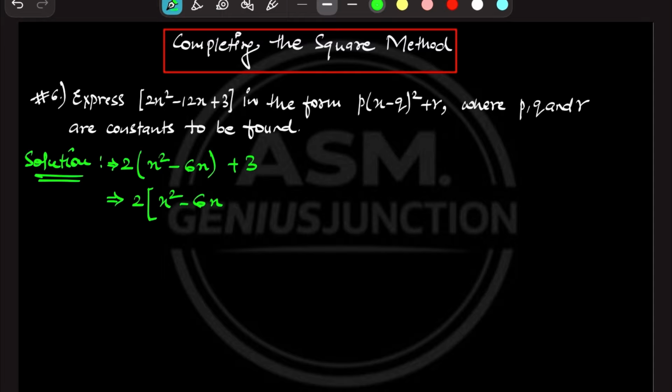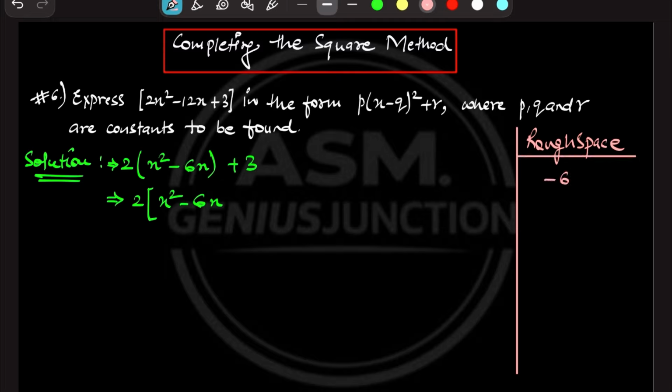Now let's move on to the rough space for some working. In this rough space, I'm going to write down the coefficient of x. Coefficient of x is minus 6. Step number 1, you need to halve this coefficient of x. I'm going to get minus 3. Now, you need to square the answer. That is 9.